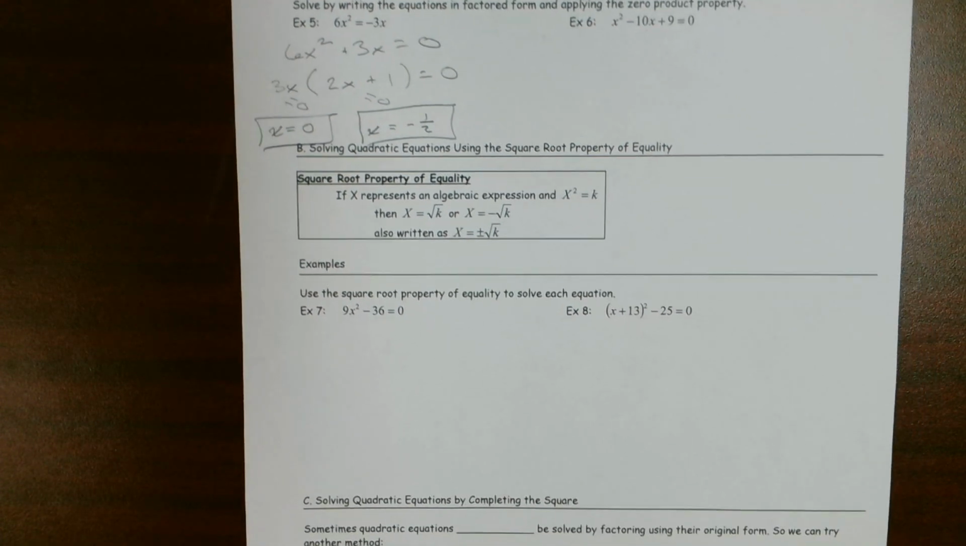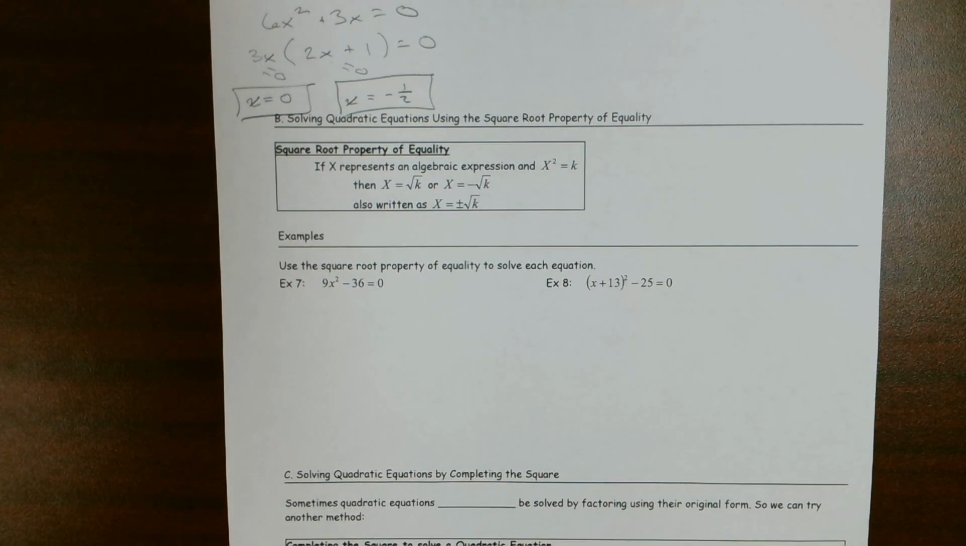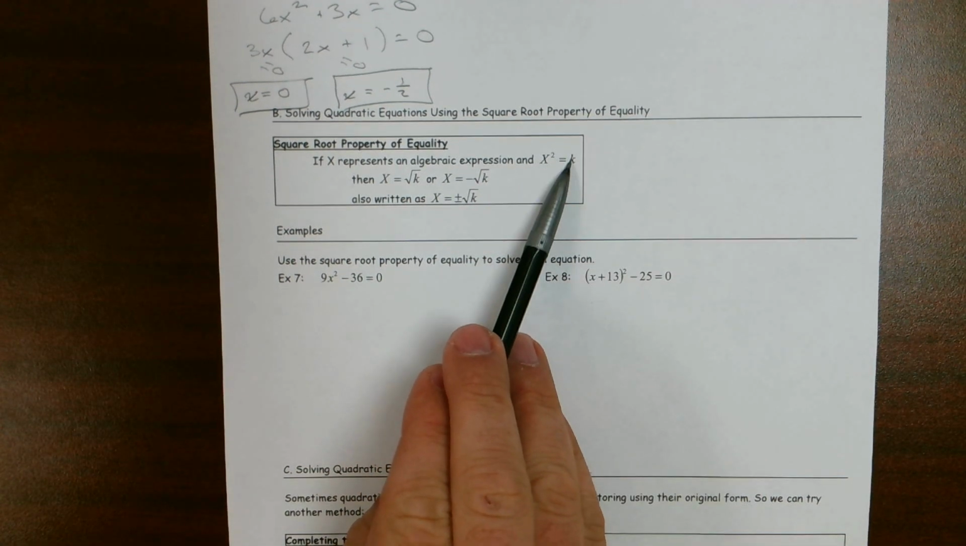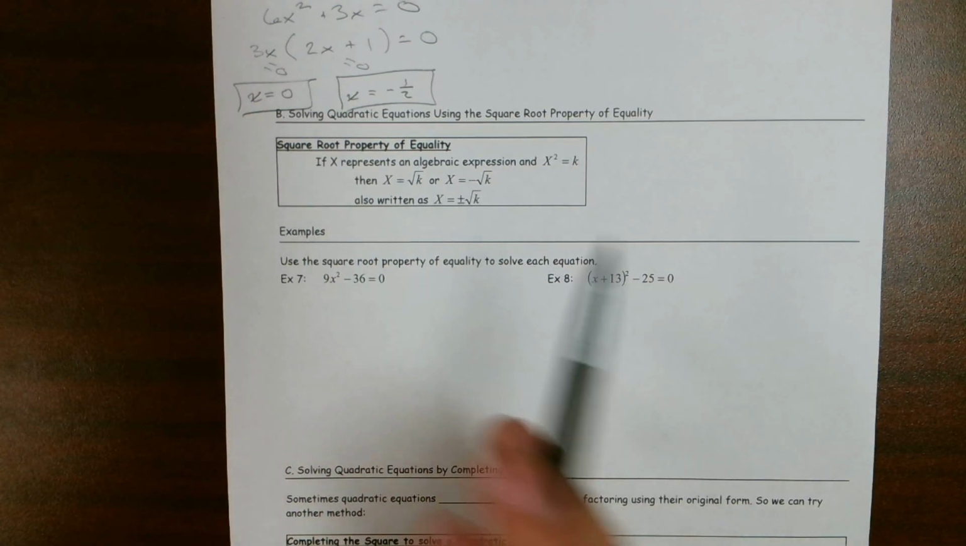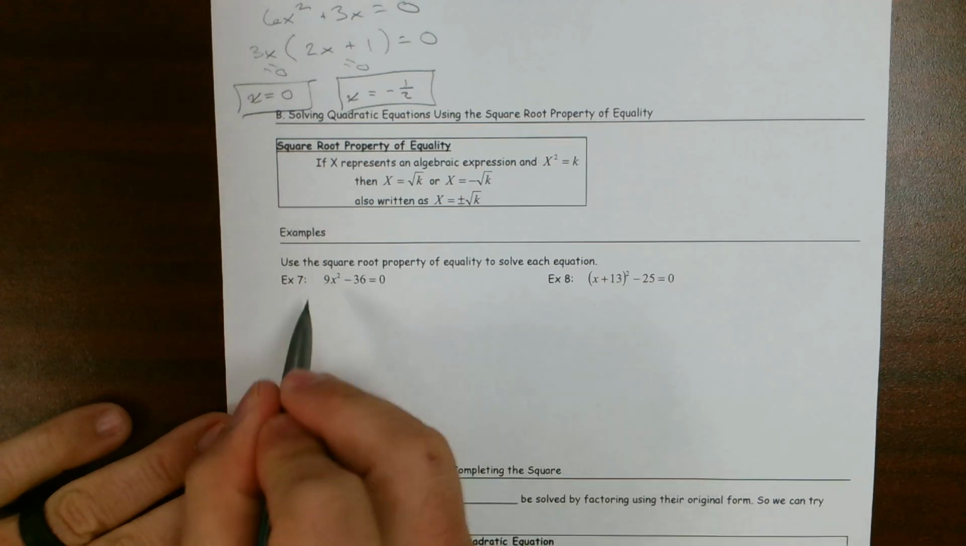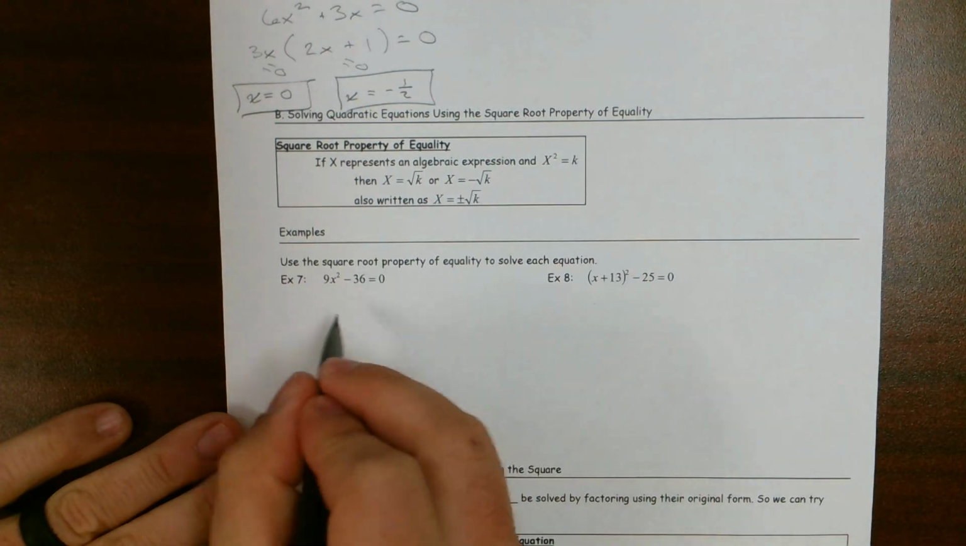Okay, moving on, let's talk about the square root property of equality, which basically means get something squared on one side and everything else on the other side, and then you can square root to solve it. That's all that means. So we're going to dive straight into an example here and say, okay, we just want to get something squared by itself on the left side and everything else on the right.